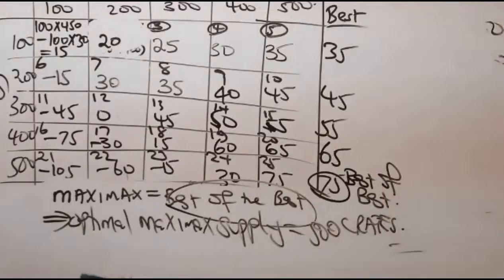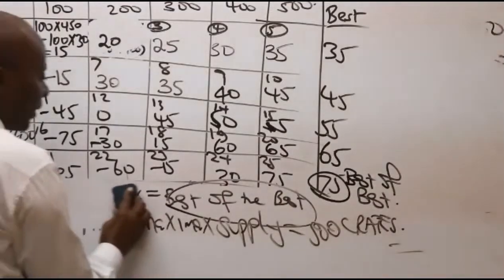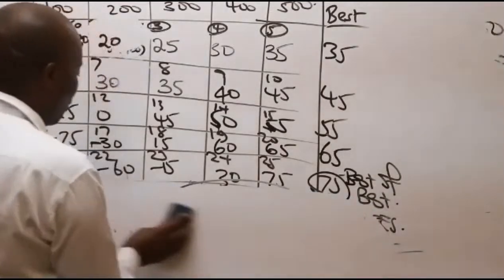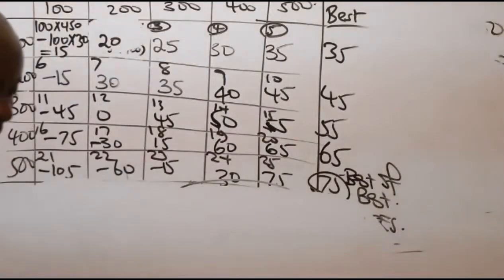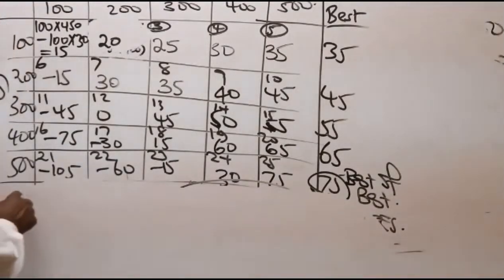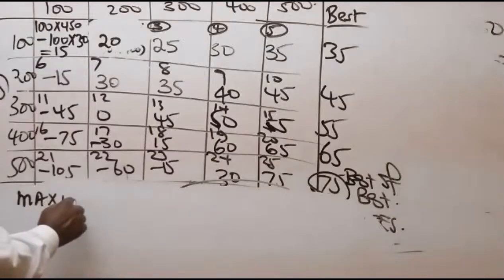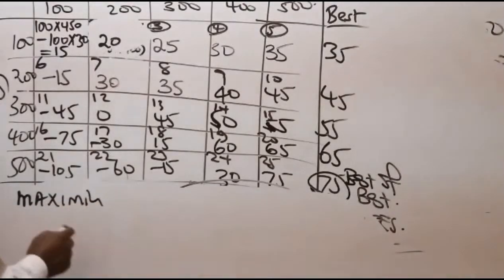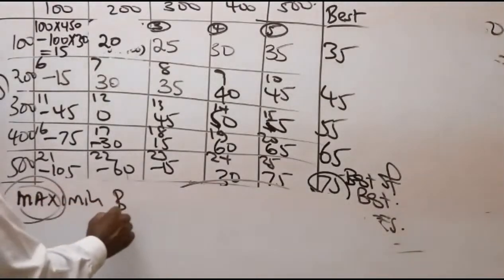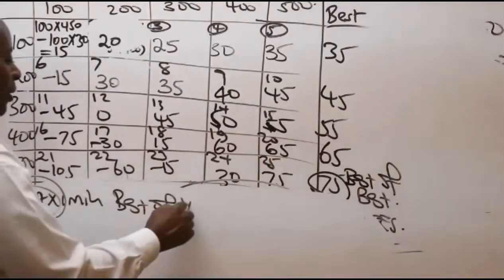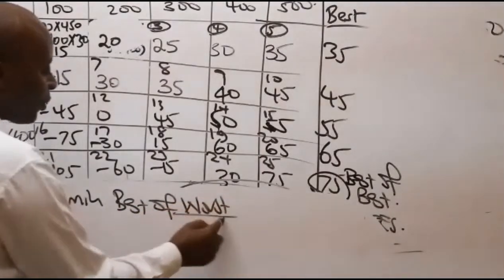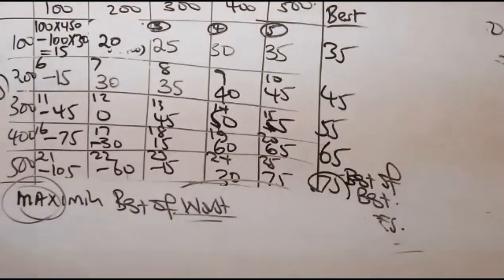For the maximin criterion, what do we have here? For maximin, I know that maxi is best. Best of who? Best of the mini. Best of the worst. Best of the mini. That is best of who? Best of the worst. Like that.